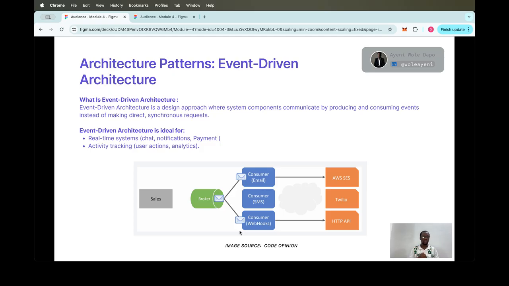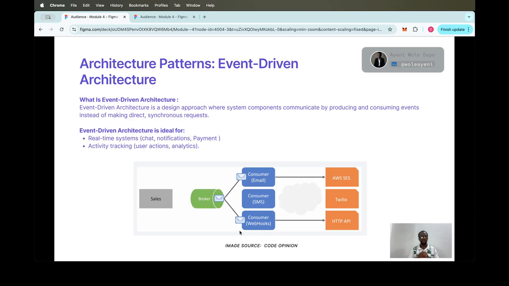Now, what is event-driven architecture? According to my definition here, event-driven architecture is the design approach where system components communicate by producing and consuming events instead of making direct and synchronous requests. What does this mean? We've said that every button you click or every request you send via the API talks to a database. In the case of event architecture, it is not necessarily expecting a direct API request, or expecting you to directly click a button.